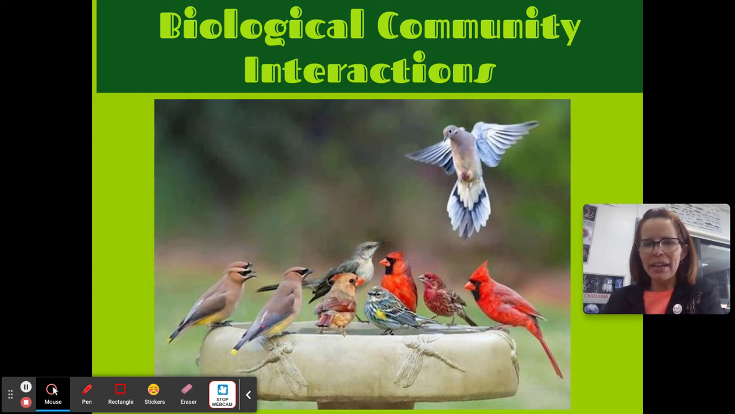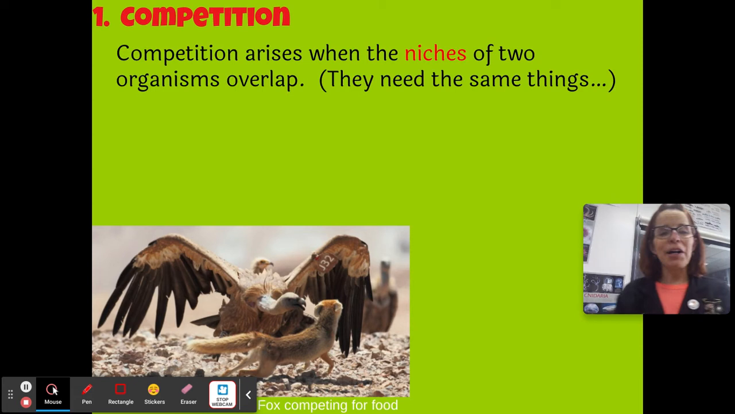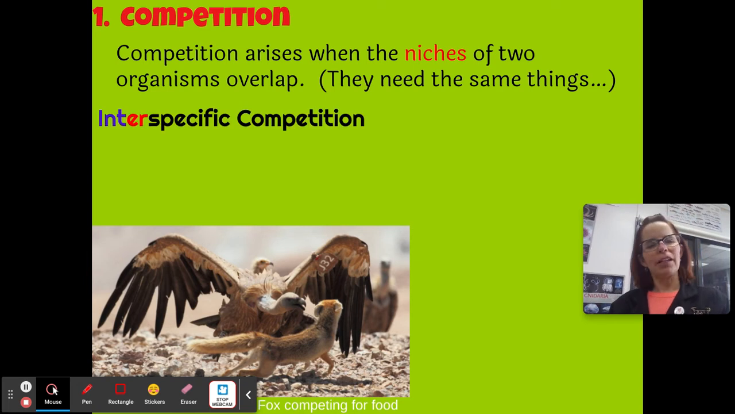So today we're going to talk about how they interact, and there's 5 primary ways that they interact with one another. The first one's going to be really obvious. You'll be like, yeah, duh. Competition. So competition arises when the niches of 2 organisms overlap. What that means basically is that they need the same things. Maybe they're competing for a mate. Maybe they're competing for food or water or for shelter, all kinds of things that they could be competing for.